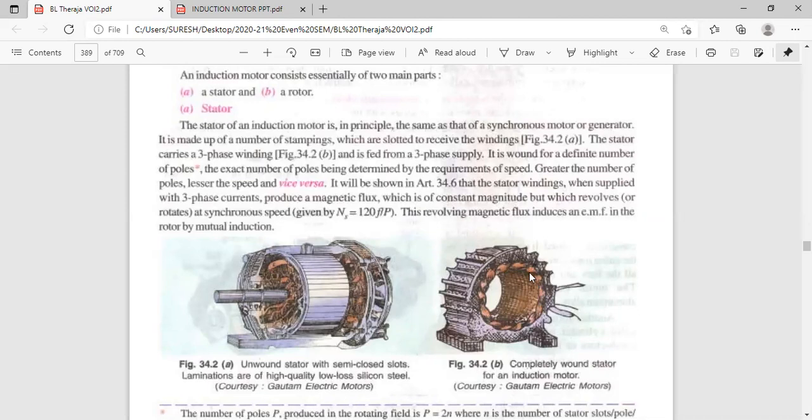It is not rotating. It is stationary. That's why it is called stator. This is the stator of three phases. It is wound in such a way that it is connected in three-phase star connection. And these three windings are connected to three wires, 1, 2, 3. When you connect it to three-phase supply, current will pass in these three windings.